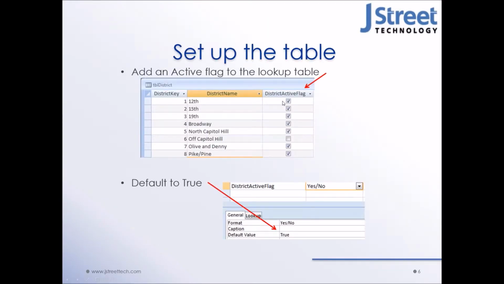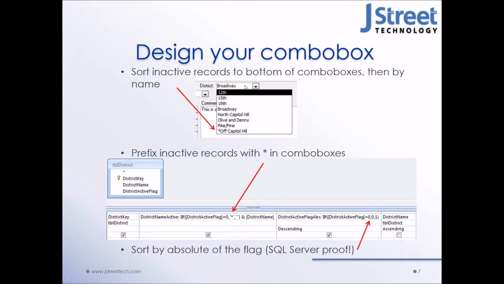We add an active flag to the lookup table. So we just name it district active flag in the case of the district table, and we default it to true. And the reason we default it to true is because I want it to be an active flag, not an inactive flag, because I hate double negatives, and I never want to see any code that says, if not inactive, then, oh, we're going to show it, because I just don't like that terminology. So what we do is we have an active flag in tables that need it, and we default it to true. Pretty straightforward. Then what we do is we design the combo box.